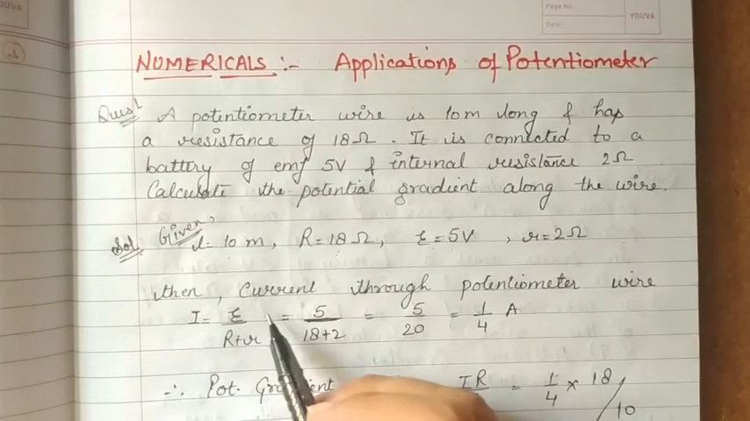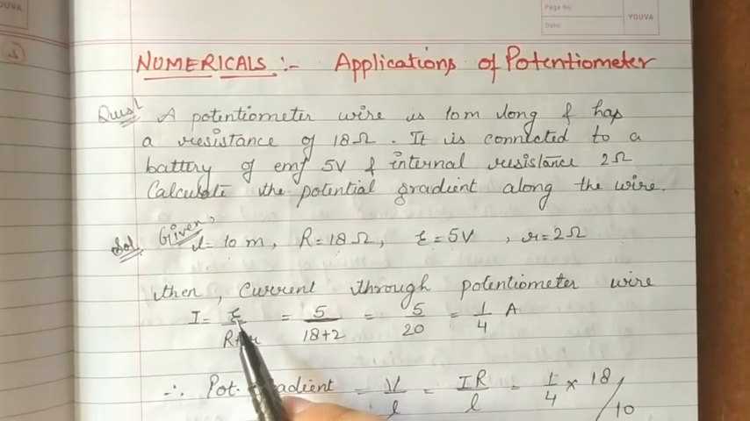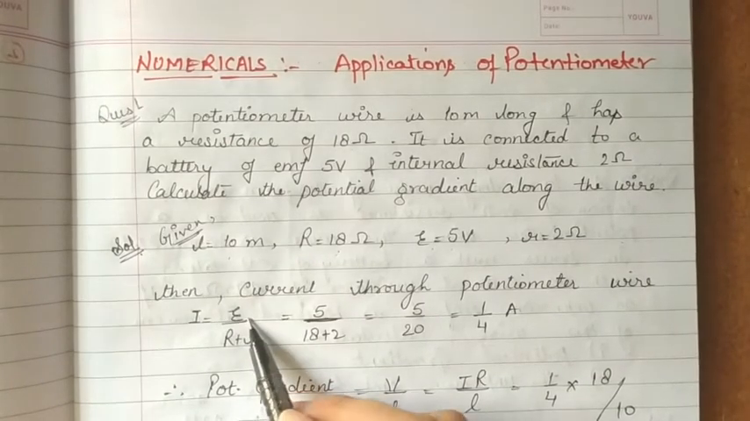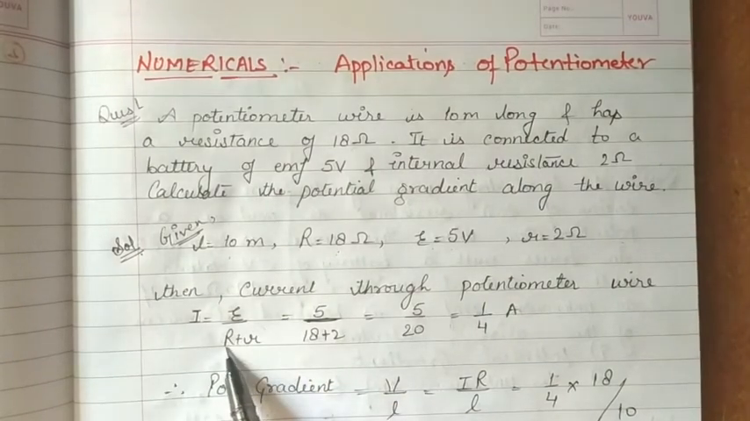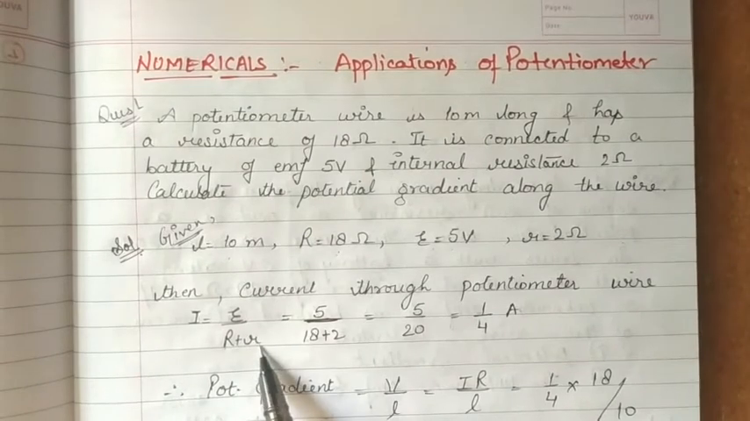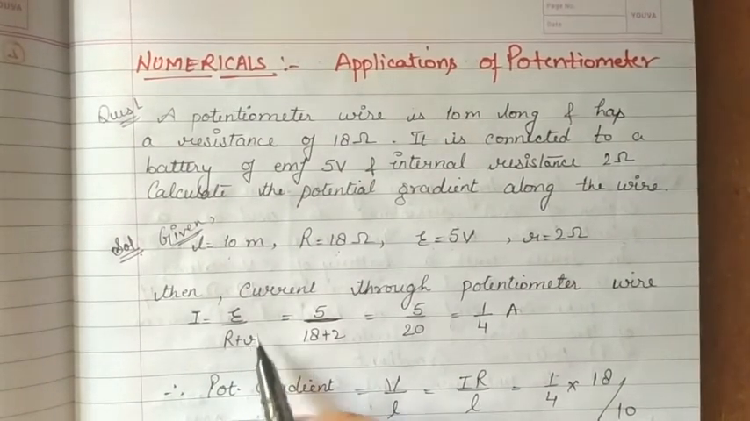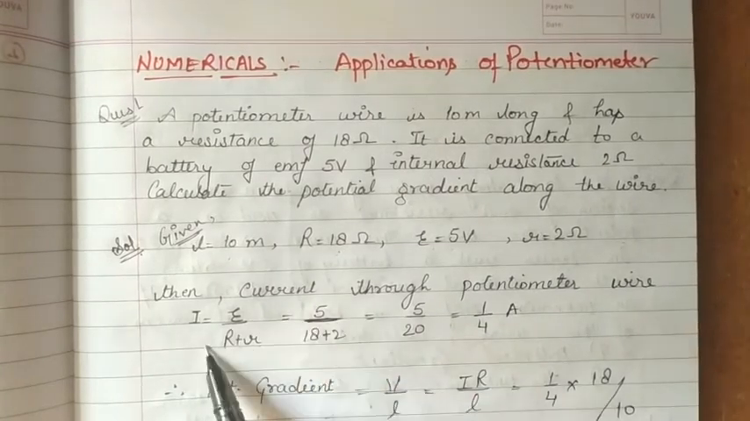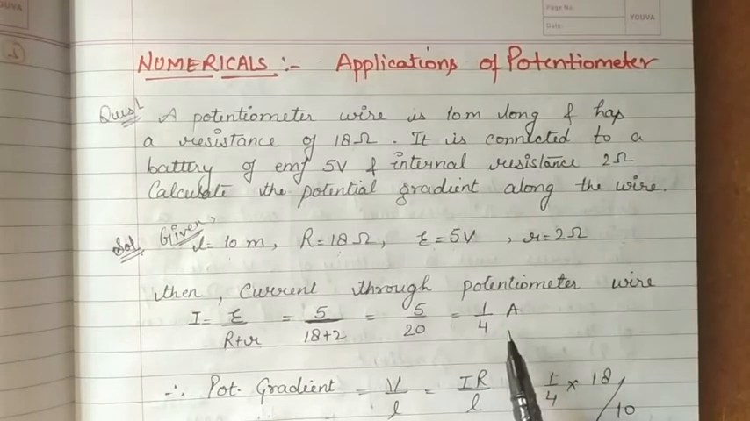now we know that Ohm's law states that potential upon resistance. So here the applied potential or EMF is epsilon and the total resistance is the resistance of the wire plus internal resistance of the cell. So we are going to substitute these values here and the current through the potentiometer wire that we will get will be 1 upon 4 amperes.